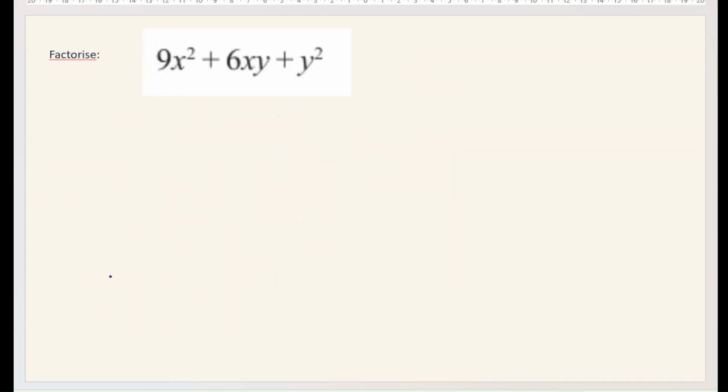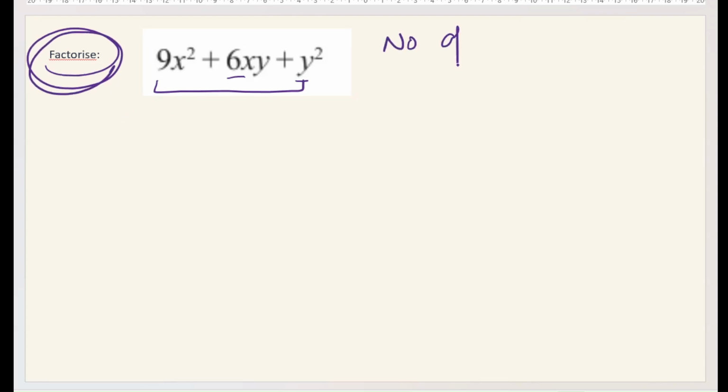Now next. Next is: factorize 9x square plus 6xy plus y square. Okay. So now how many terms are there? Whenever they ask you this question of factorize, you have to check the number of terms. How many terms are here? Here there are 3 terms. Now because there are 3 terms, what identity can you use?